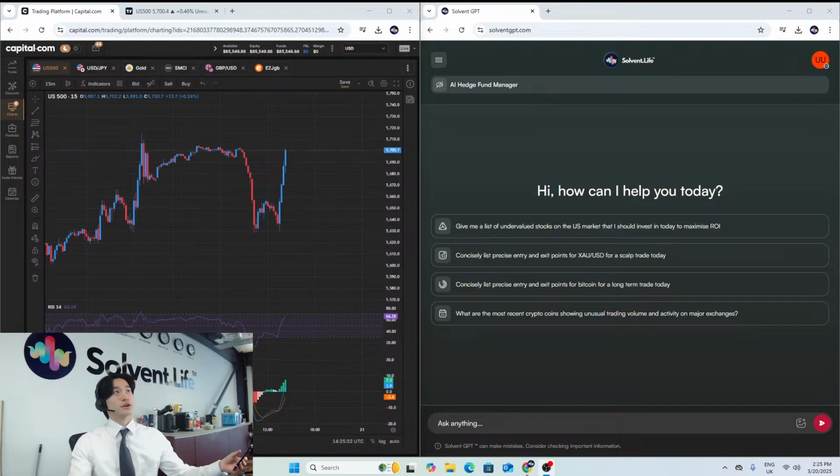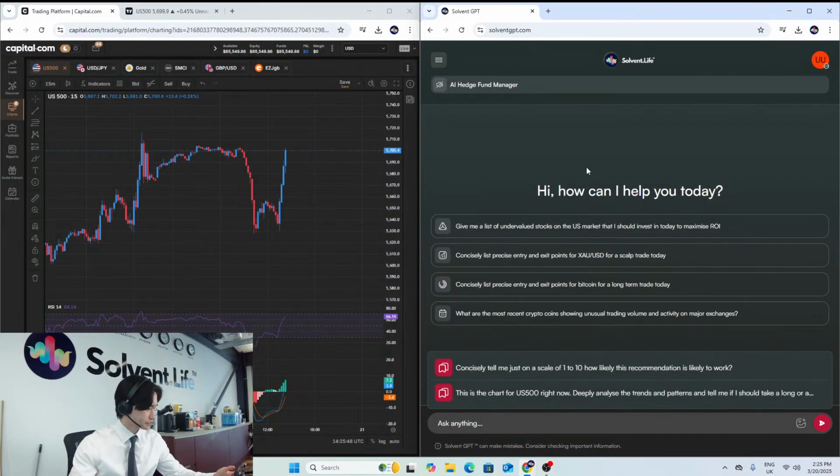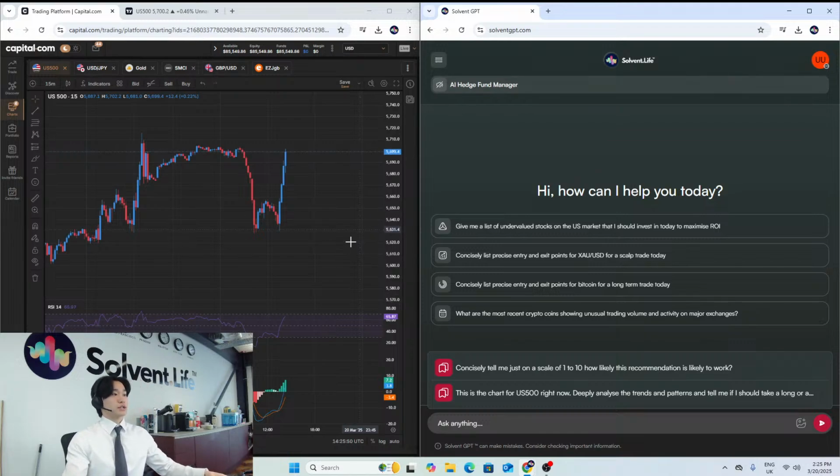Today we're using Solvent GPT and its predictive functionality as well as its chart recognition to scalp the US 500, gold, as well as any other handpicked stocks that we can find using the GPT. So let's get straight into it.